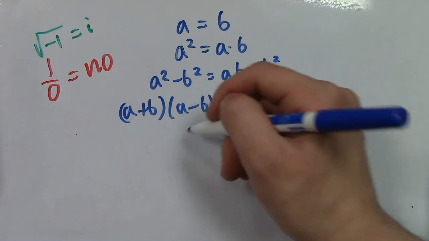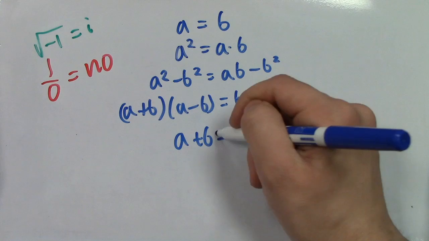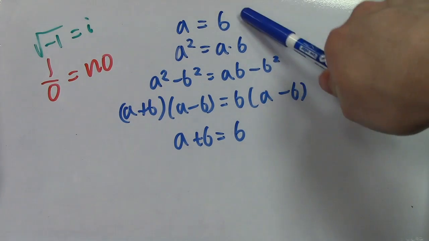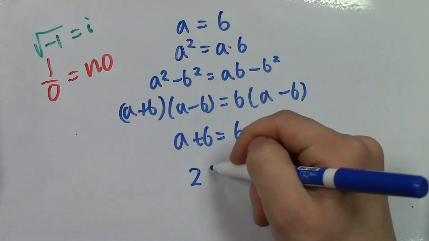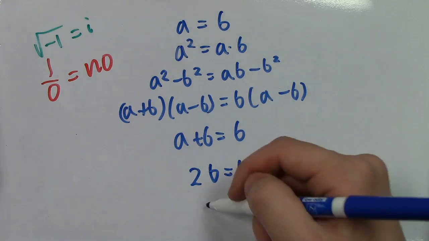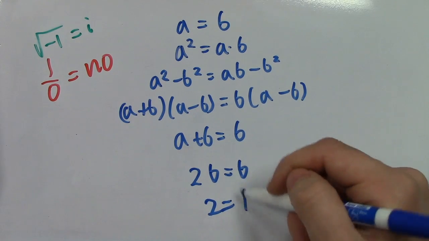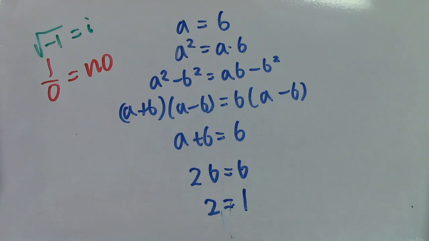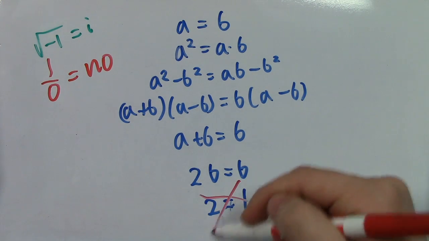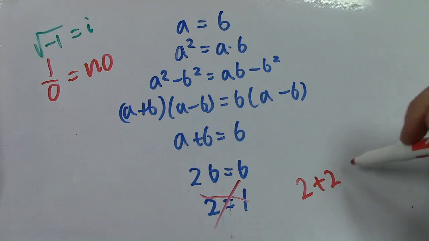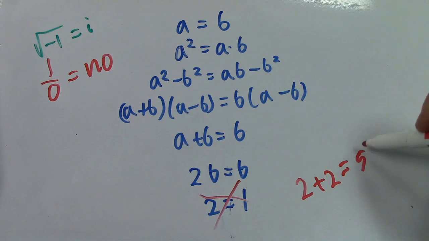Dividing out the a minus b, we get a plus b equals b. Using our original identity, we see that 2b equals b. Simply dividing both sides by b, we see that 1 equals 2. This is quite obviously wrong. Numbers don't work like that. With this kind of bogus logic, we could say that 2 plus 2 equals 5, which it doesn't.